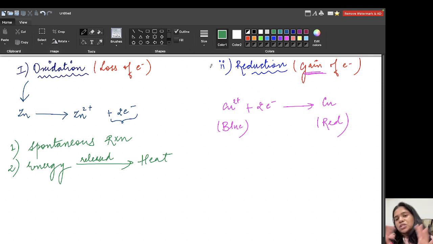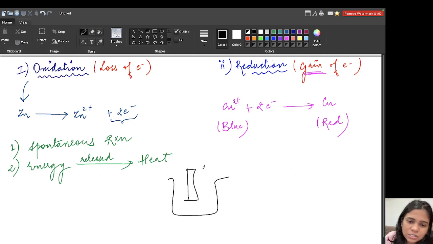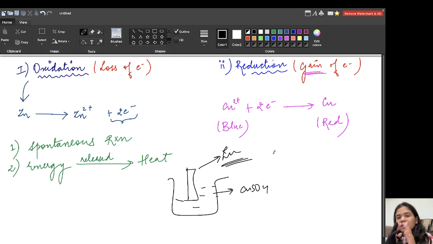Okay, so just revising what was an experiment done before the discovery of the electrochemical cell. They took an apparatus and just dipped a zinc rod in a CuSO4 solution. After some time, it was noticed that the zinc rod is decreasing in diameter, the blue color of CuSO4 is fading, and there was a red deposit at the end of the apparatus. Why does this happen? Because of oxidation and reduction.